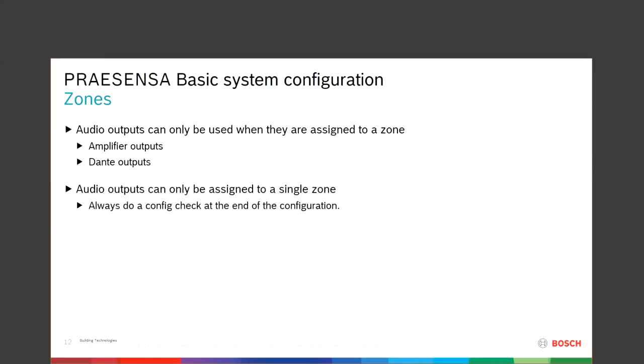What is important is that an audio output can only be used once in a zone. You cannot use audio outputs in multiple zones. You can have one zone for one output, and later on you can combine those zones. That's no problem. You can have more audio outputs in one single zone, but an audio output that is used cannot be used in another zone.